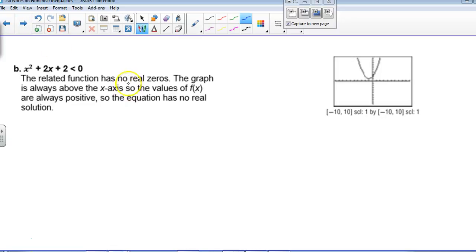All right, I want to give you an example of a strange one. This says graph x squared plus 2x plus 2. You get this parabola. It doesn't ever touch the x-axis. So if it said this, what's the answer going to be? What is that symbol?